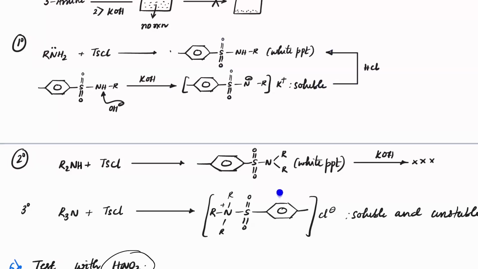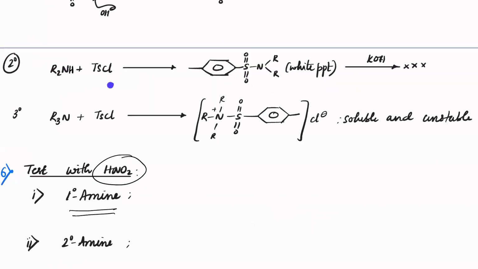If it was for 2 degree amines, when you add tosyl chloride, first you'll get this amide form, N,N alkyl substitution. That is a white PPT. And when you add KOH, you will not see any change happening.